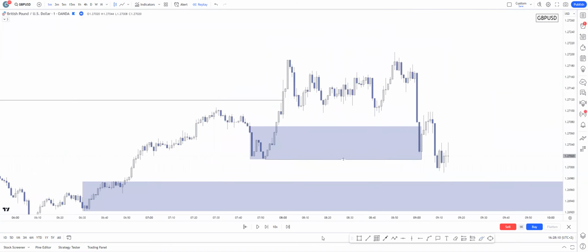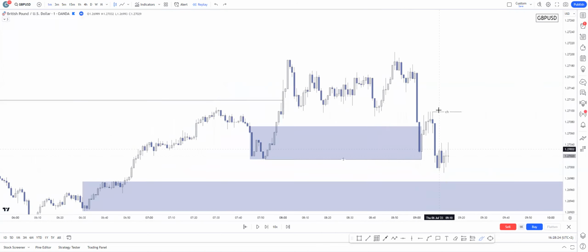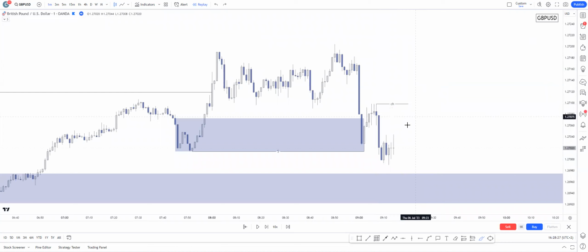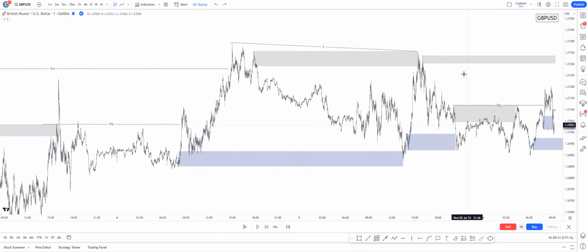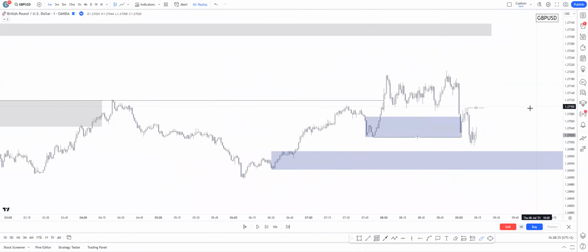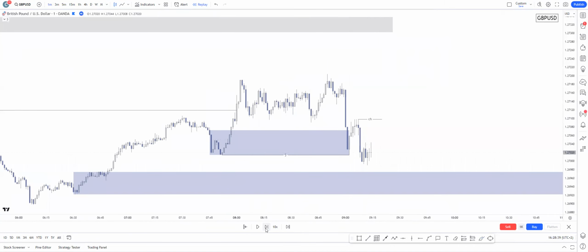So after this sweep, I marked this change of character line right here. This was the last recent supply that caused the breakout structure here on the downside. And here was the supply that caused the breakout structure. And if a wick above this line happened, then I would look for longs and I would expect the sweep of this huge liquidity on the upside. So let's see how the change of character happened.